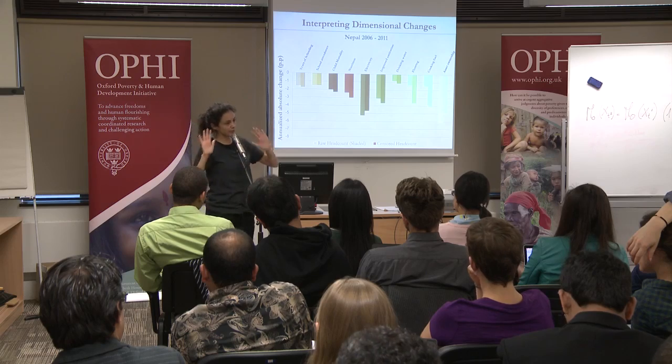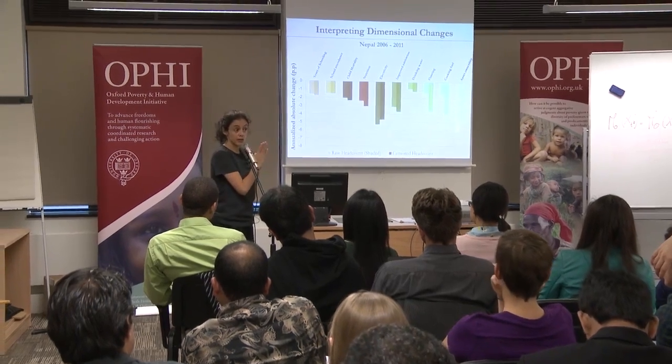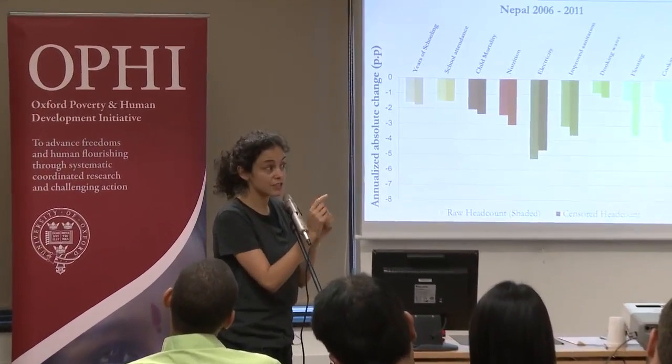So, okay, that we mastered. But now I'm not talking about the censored or the uncensored head counts. I'm talking about the change. So what this graph shows is the annualized absolute change in the uncensored and censored head counts. The first column is the uncensored and the second the censored. So for electricity, for instance, it means that the uncensored head count of electricity reduced 5 percentage points per year. So the percentage of people that are deprived in electricity reduced 5 percentage points per year.